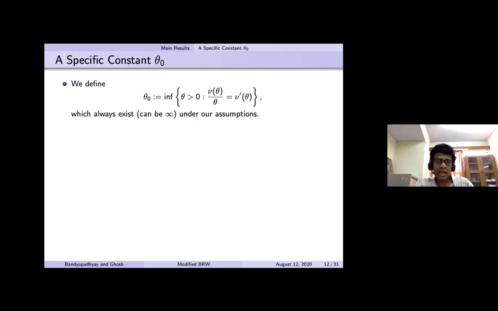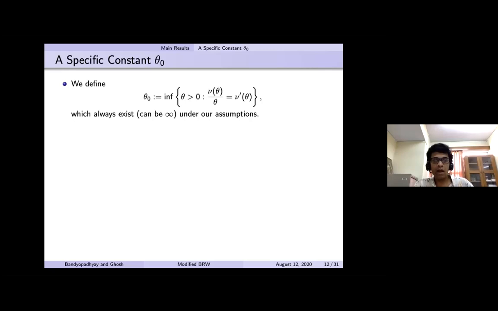Now, stating the results, I need a specific constant. This is a very well-studied constant in the branching process, and also in branching random walk. Let me define this. This is called the parameter theta naught. It is the infimum value of all positive theta such that nu of theta by theta is exactly equal to nu prime of theta. This is a terrible thing to write. No one would understand anything about it.